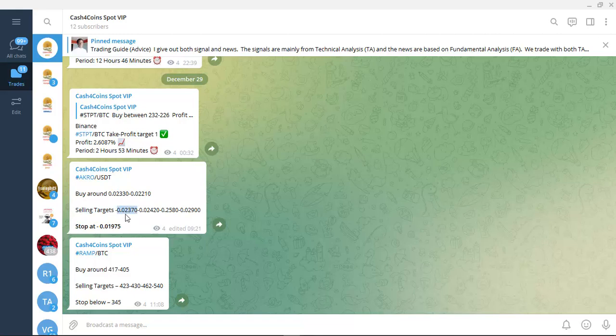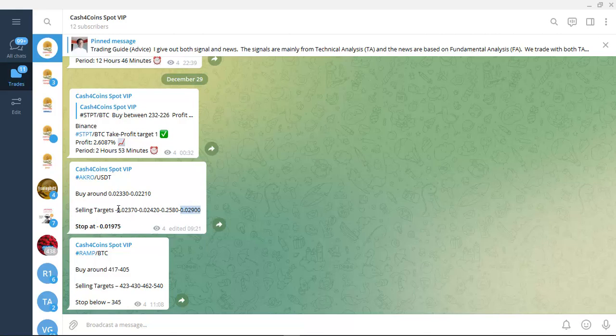This is a 0.02370 as the sell target. That is target 1, this is target 2, this is target 3, and then this is target 4. 1, 2, 3, 4. So you can actually make use of any of these targets.